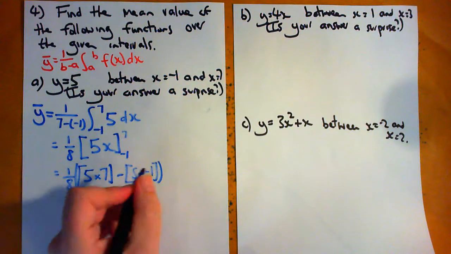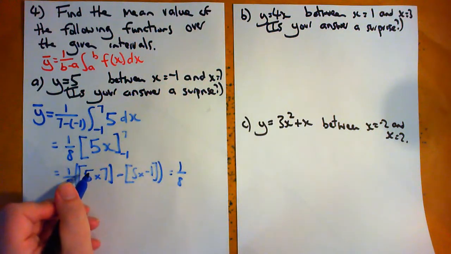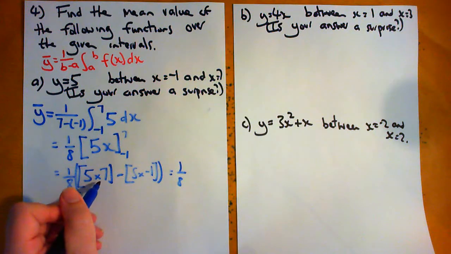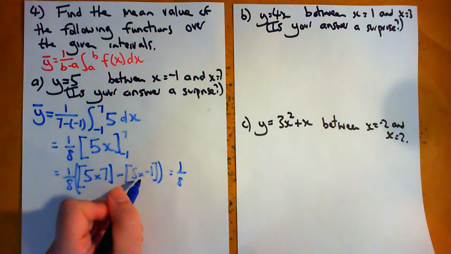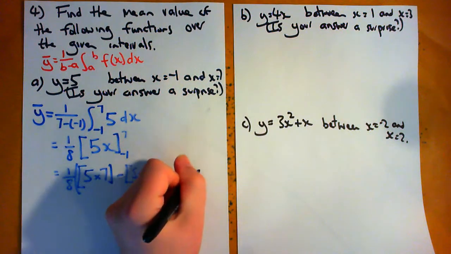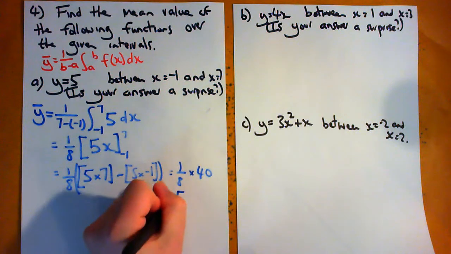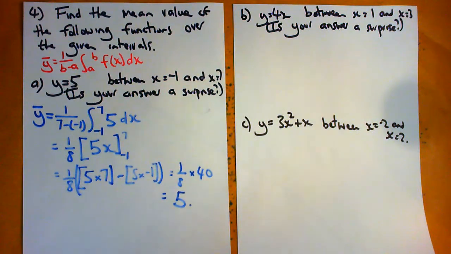And if we calculate that, we get 1 over 8 times, 5 times 7 is 35, 5 times negative 1 is negative 5, 35 minus negative 5 is 40. So we get 1/8 of 40, which is 5 indeed. So our answer is not a surprise. We predicted 5, we got 5.